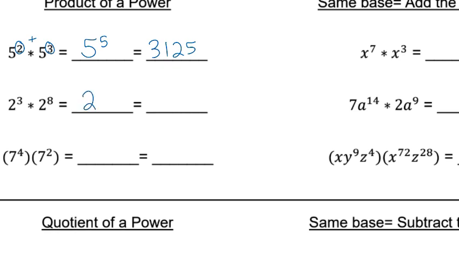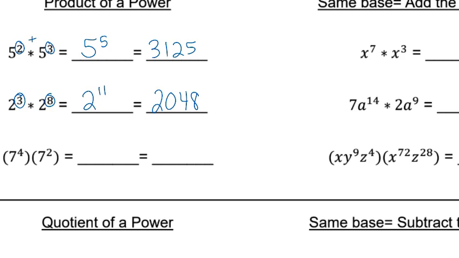Add our exponents. We still have a base of 2, but our exponent is now 11. 2 to the 11th power. 2,048 when you put it in the calculator.